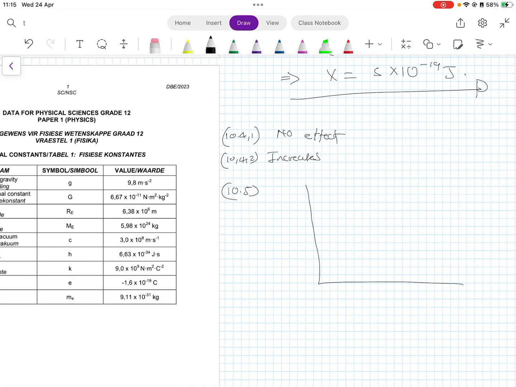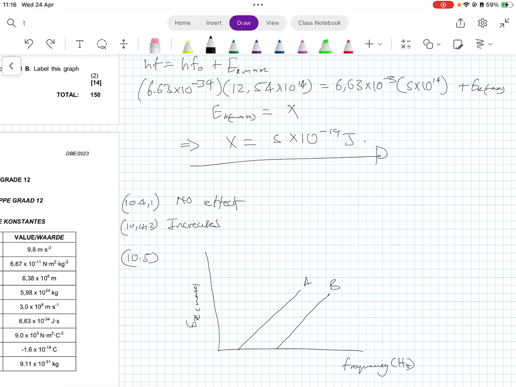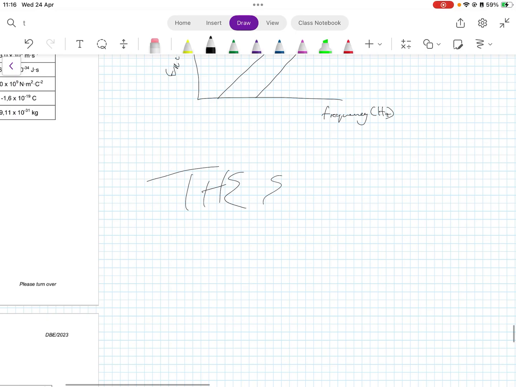So this will be EK max, and this will be frequency in hertz. If metal A has that kind of graph, then metal B will have that kind of graph, because metal B has a higher work function. And remember that the higher the work function, the higher the threshold frequency. Or they might have the same maximum kinetic energy, just at different values of the frequency, depending on how you see it. But yeah, that is the end of our question paper.